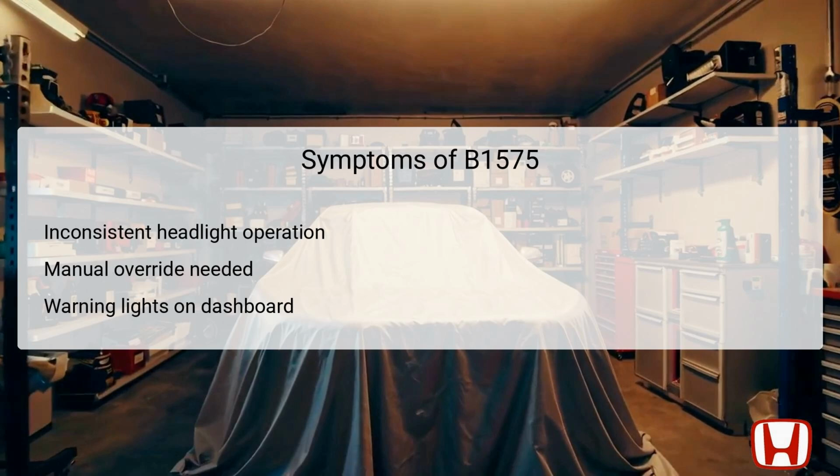Additionally, warning lights may appear on the dashboard, indicating that there is a fault with the vehicle's lighting system. Other symptoms could include difficulty in using other related features that depend on the proper functioning of the auto light sensor. Recognizing these signs promptly can help in troubleshooting the issue effectively and prevent further complications.